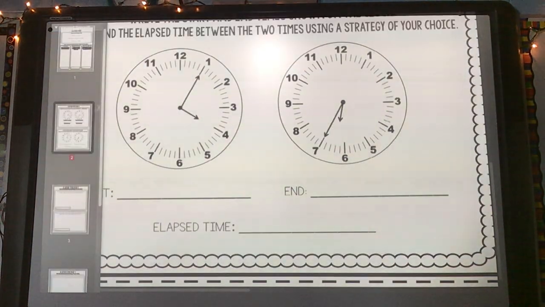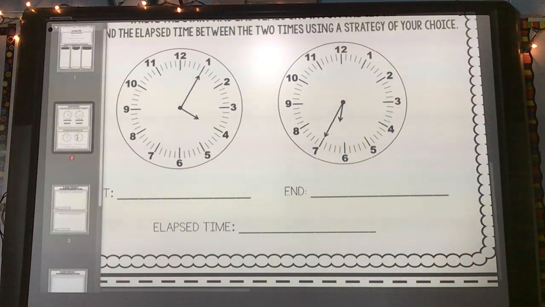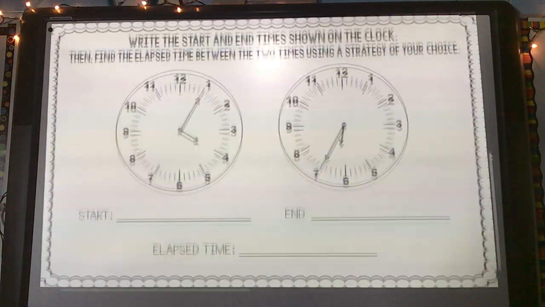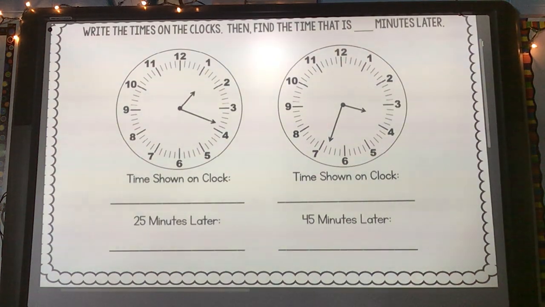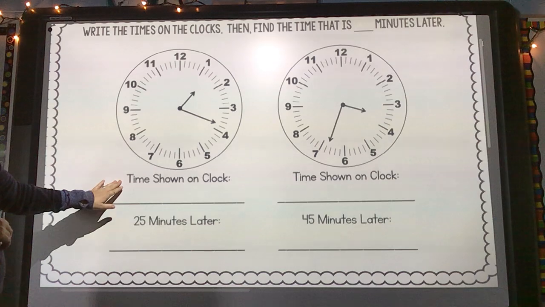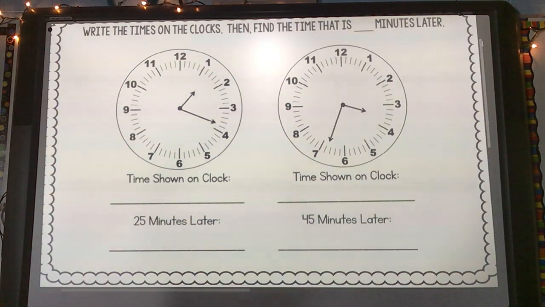Oh my goodness. Okay. All right, there we go. Tell me what time is on this clock, and then tell me what 25 minutes later is going to be. Not out loud, in your math notebook.